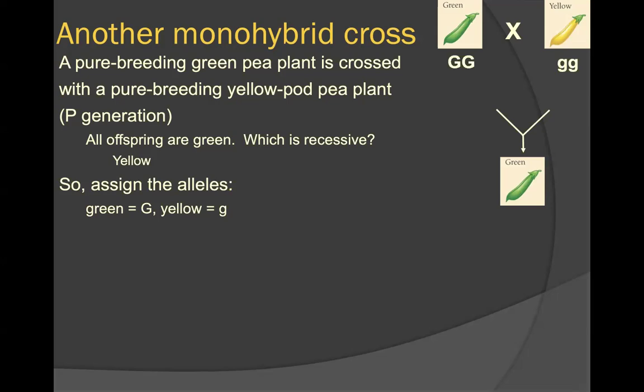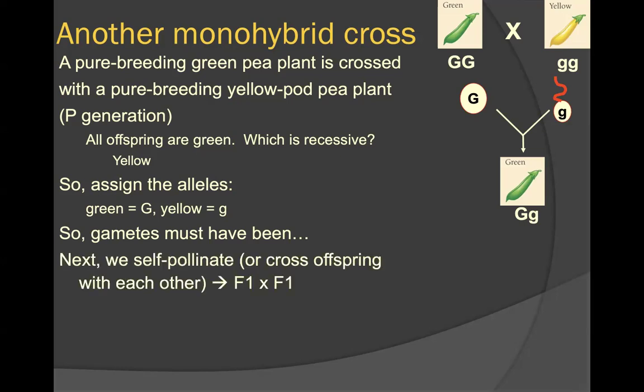Now we know, going back to the beginning of our question, that we are dealing with pure breeding plants. As a result, we know that our green plant would be big G, big G, and our yellow plant would be little g, little g. We also know that the gametes from those individuals must have been big G from the homozygous dominant parent and little g from the homozygous recessive. Now, we could also know that the offspring genotype for our F1 generation would have been big G, little g, as they all would have been hybrids.